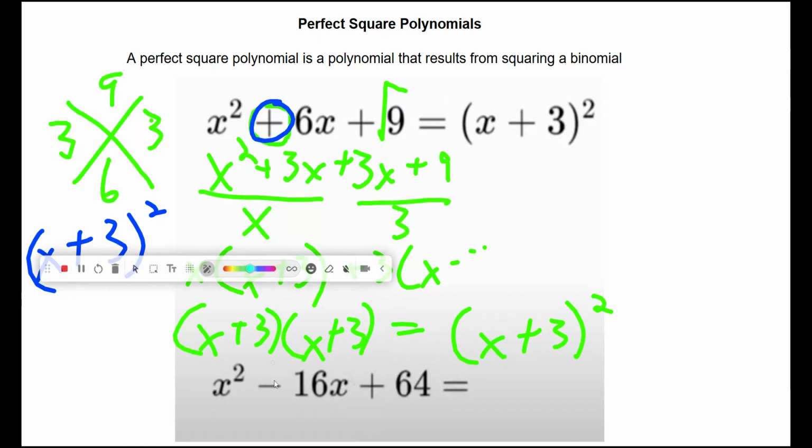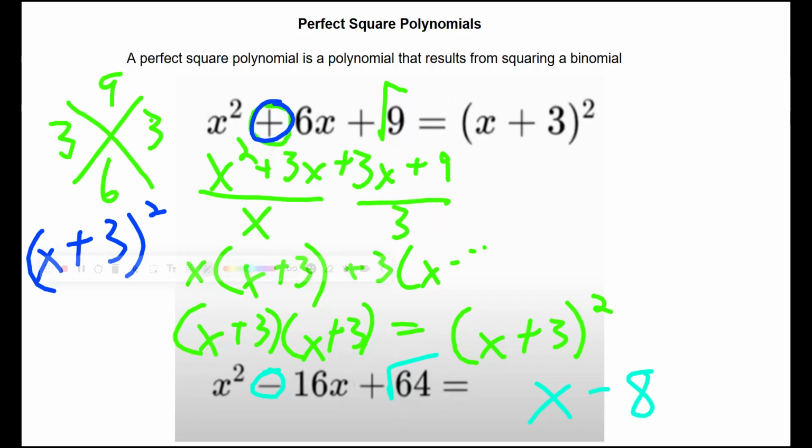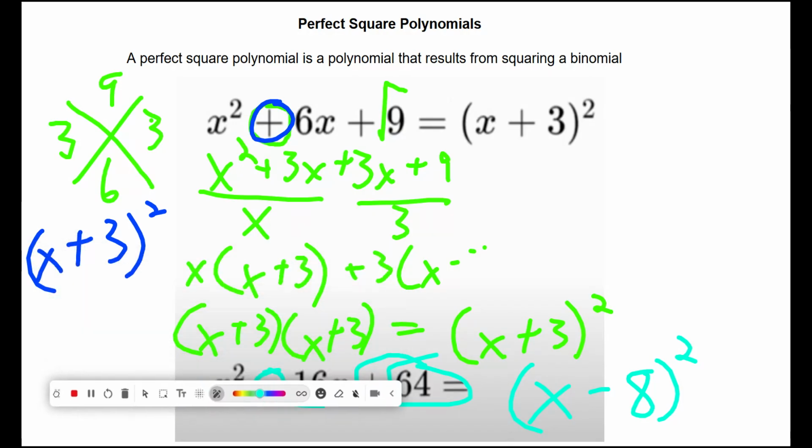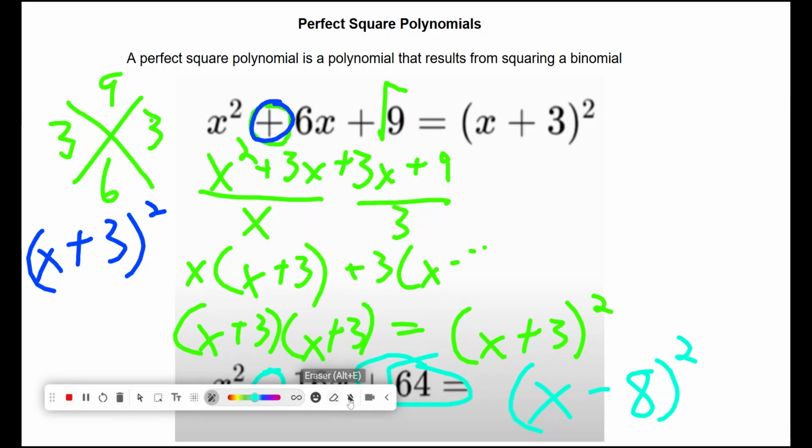This bottom example, x squared minus 16x plus 64. If I see that, I can square root 64 and copy this symbol here. That's going to leave me with x, and the square root of 64 is 8. If I do x minus 8 squared, x times x would be x squared, minus 8x twice would be minus 16x, and then negative 8 times negative 8 is positive 64. They don't happen often, but when they do, we can take advantage of a perfect square polynomial, and we'll need to use that for completing the square.